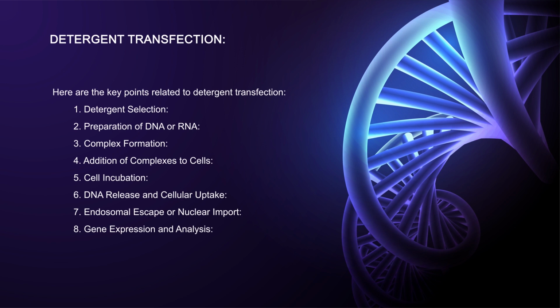The detergent helps in the release of the genetic material from the complexes, making it available for uptake by the cells. DNA or RNA can then enter the cell through the pores in the cell membrane. After that, in the next step, which is a crucial part, endosomal escape and nuclear import must happen in a clean process. The genetic material may need to escape from endosomes to enter the nucleus to exert its effect. These processes can vary depending on the cell type and nature of the genetic material being transfected.